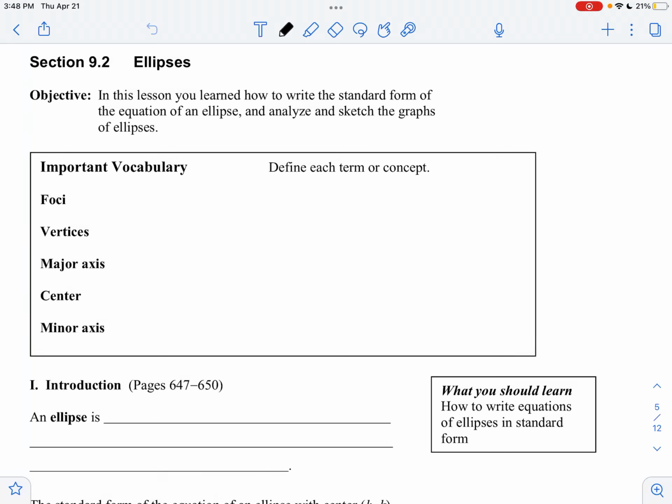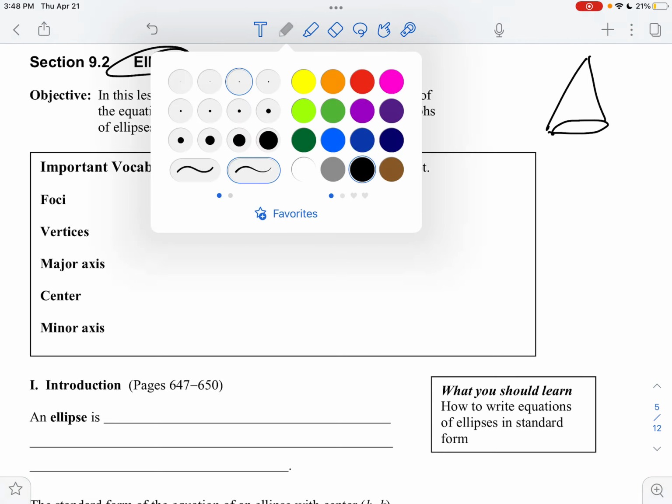Hey, let's do ellipses today, and I need you to have a few different colors. I think we're going to need at least 4, if not 5 colors today to help you really label what's going on when we're talking about ellipses. Remember that an ellipse, if we're cutting into a cone, looks like this.